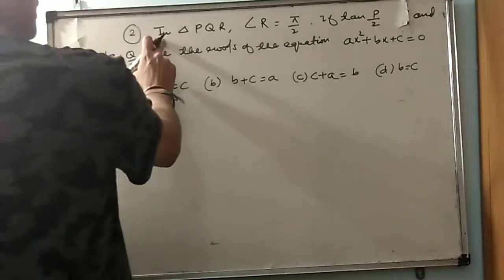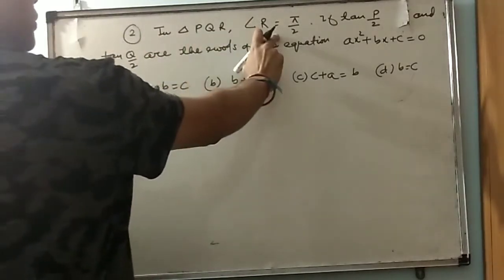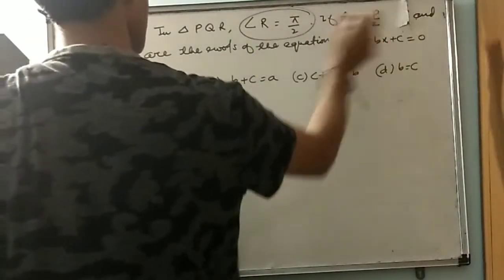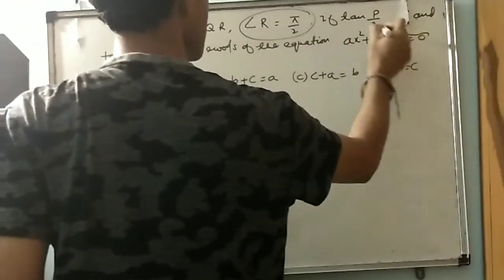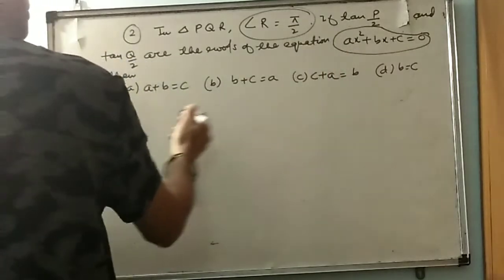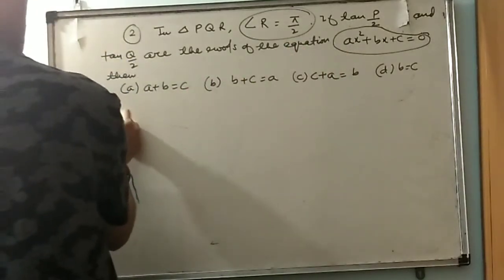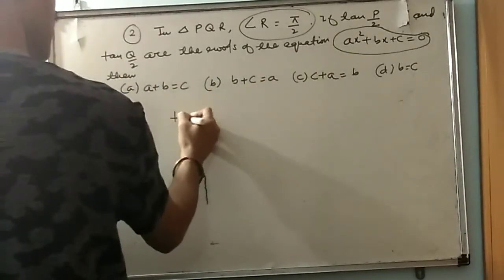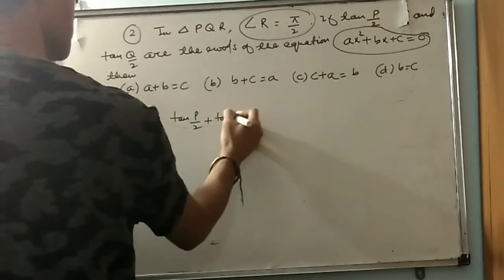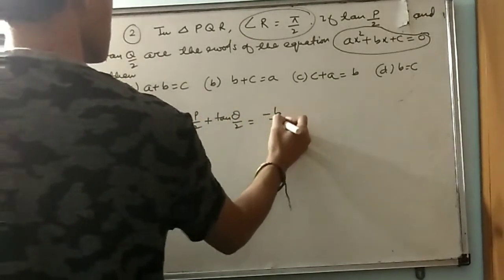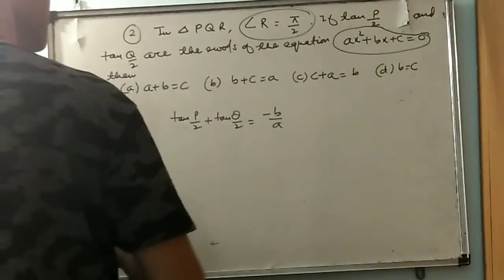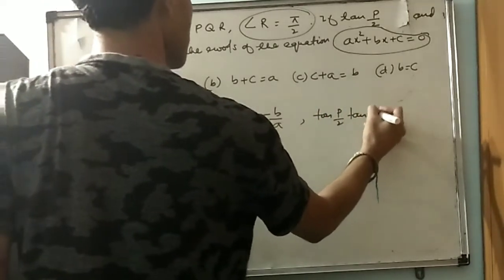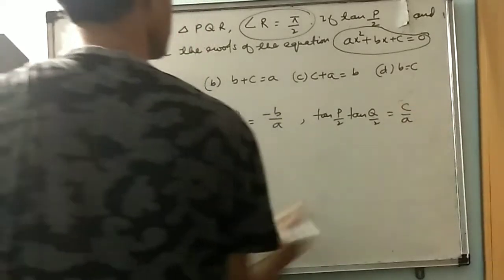Well, looking at this, the question is based on trigonometry. Angle R is pi by 2, tan P by 2 and tan Q by 2 are the roots of this equation, and obviously a little bit of application of zeros of the polynomial. So starting with the concept of zeros of the polynomial, sum of the zeros, tan P by 2 plus tan Q by 2 will be equal to minus b by a. tan P by 2 into tan Q by 2 is equal to c by a.